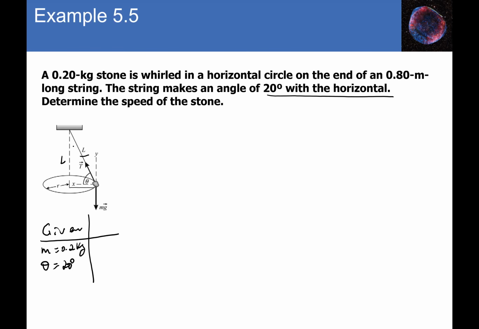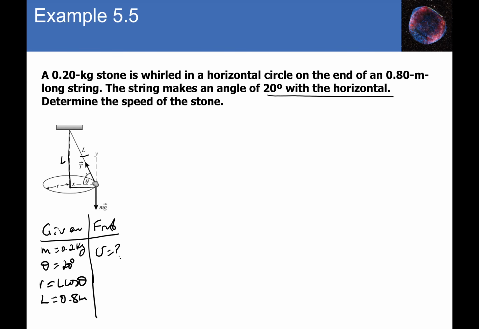In this particular example, we can technically calculate that. Because this is L, and that's the theta, you can use that to find whatever that x is, which is the adjacent side for that angle. So R, which is the same as x, equals L cosine of theta. We are given L, which is 0.8 meters, and theta, so we should be able to calculate R, the radius. And we are trying to find the speed. So what is the speed?